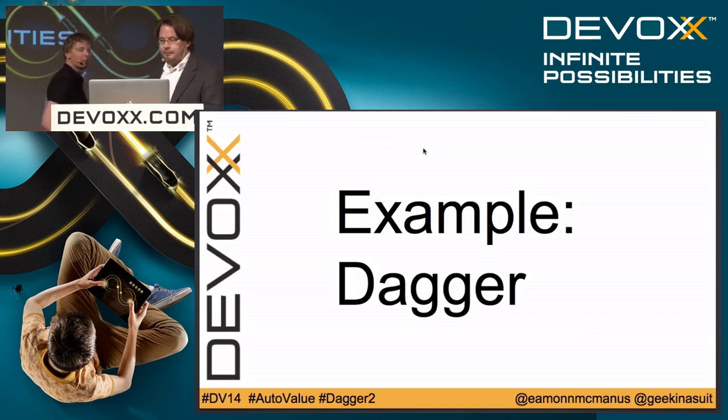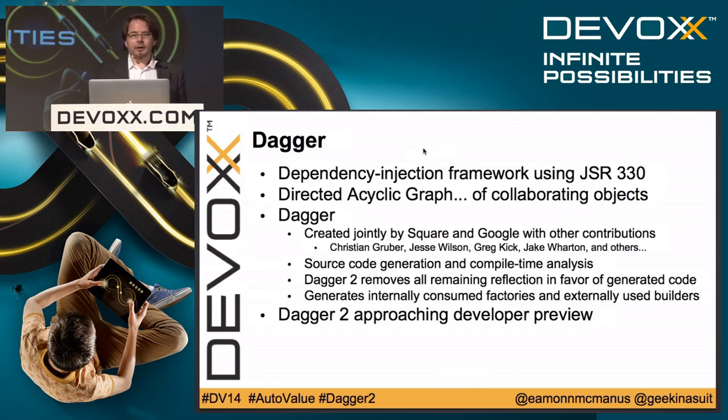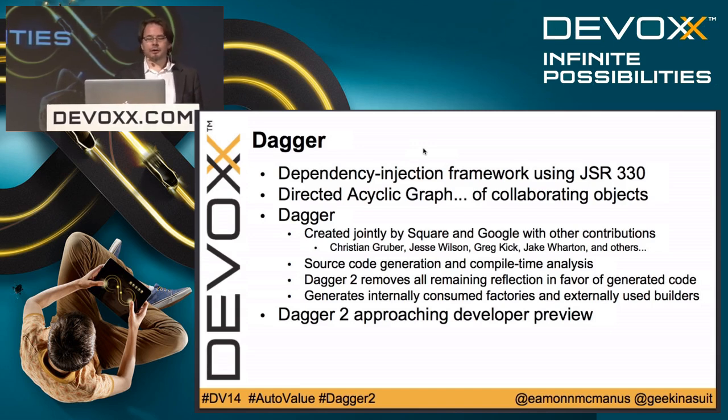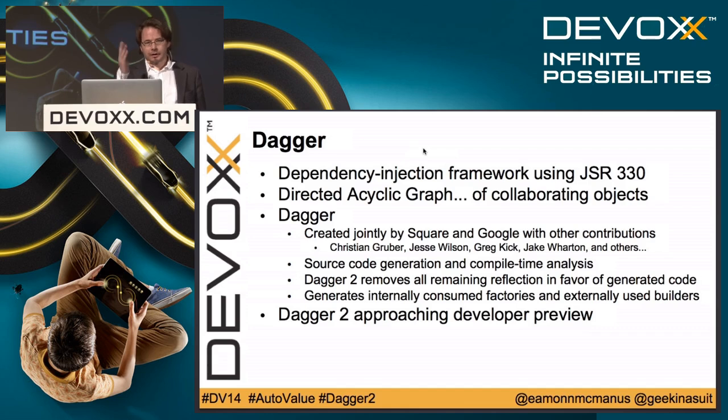Thanks, Éamonn. Funny story is Dagger actually uses AutoValue in its processors, so it's turtles all the way down at Google. So Dagger is solving the problem of dependency injection. That's been solved before, but in particular, it's solving it in a slightly different way. Dagger originally was a Square and Google joint project. We did Dagger 1. It kind of partially went down the road of compile time code generation and analysis. Dagger 2 pushes that a little further. Still a lot of collaboration, but primarily written by one of the audience members here, actually.